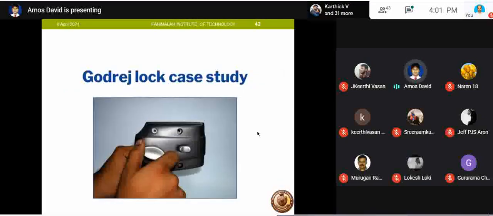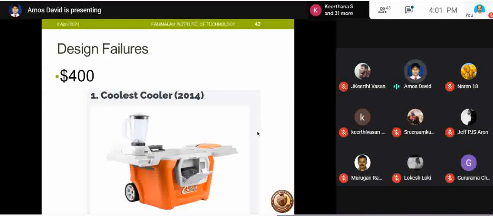And then Godrej lock case study also was done by IITs. Now, these are certain design failures that I just came across. Okay. This is the coolest cooler. It's called coolest cooler. Have you heard about this thing called Kickstarter.com?